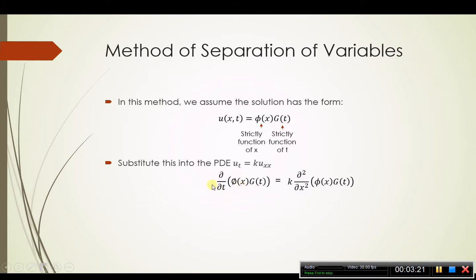So what we end up having on the left-hand side is phi of x times dg/dt. Now g is a function of only t, so this is a regular derivative, not a partial derivative. Similarly, on the right-hand side, g is a function of t, so again we can take that out. So we have k g of t, and phi is only a function of x, so this is a regular derivative.